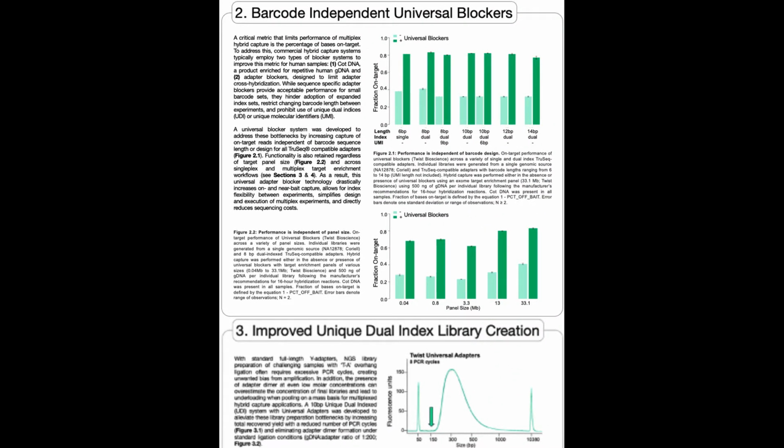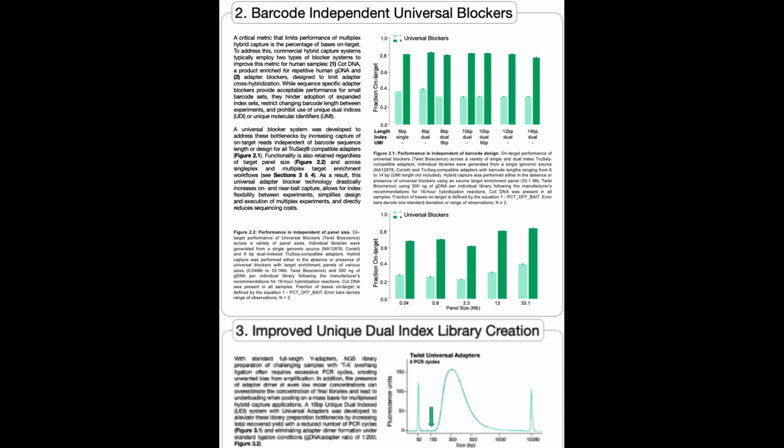Now, the first of these areas that we'll be discussing today are Twist's universal blockers that are compatible with TruSeq adapters. These are a really nice product because they are barcode independent and able to offer on-target rates during target enrichment performance that are consistent across an extreme variety of indexed adapter designs. This performance holds up regardless of whether the system is either single or dual indexed, index length from 6, as you can see in the figure here, from 6 base pair all the way up to 14 base pair, or if there is a UMI present within the adapter design.